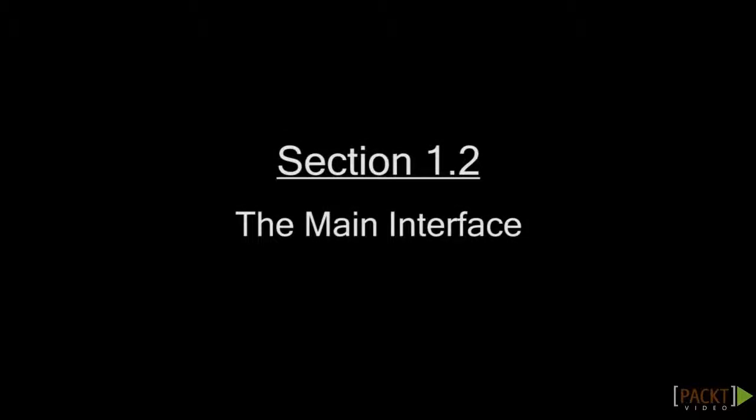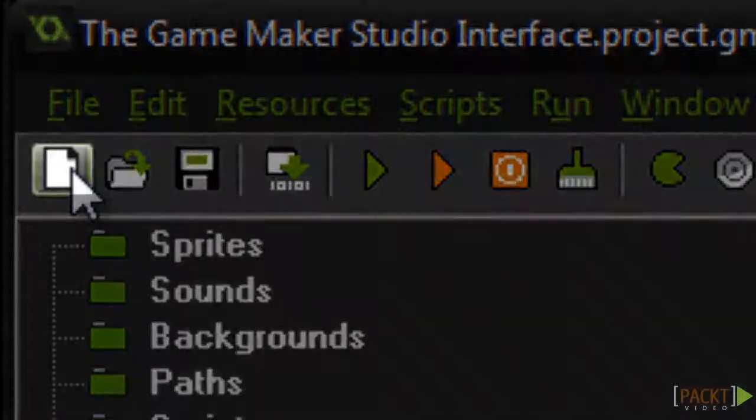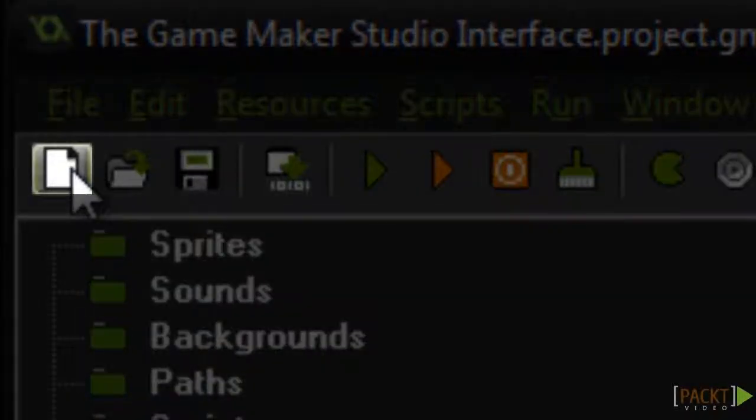In this part of the course you will be learning about the main GameMaker interface. The first thing you will notice when opening a project or creating a new one is the buttons along the top of GameMaker and the list of resources down the left side. The buttons along the top allow you to quickly create resources, run your game, open and save projects, and access game settings. The first button on the far left allows you to start a new project.